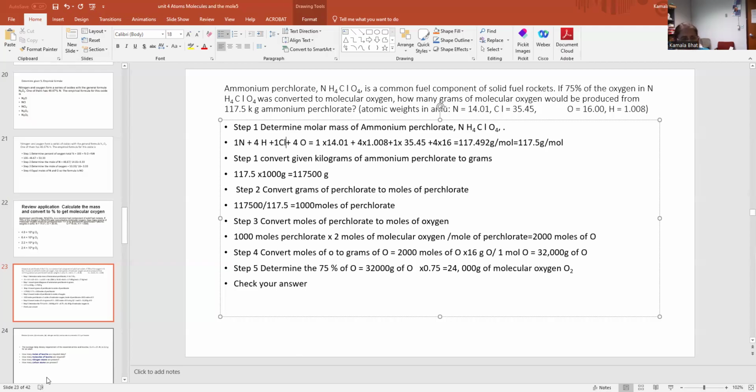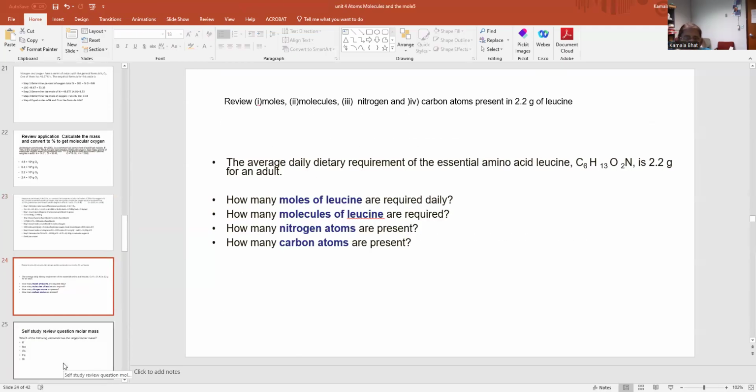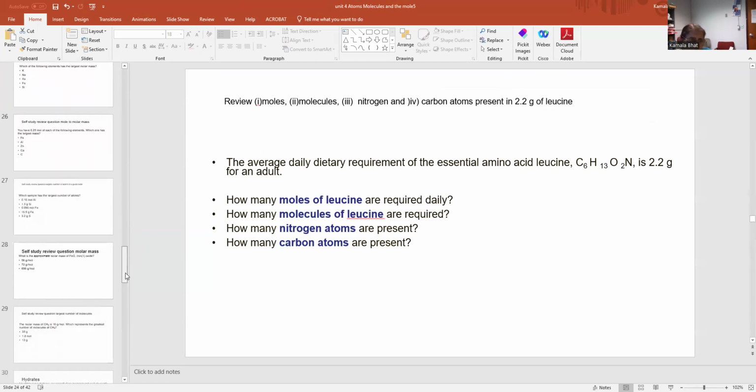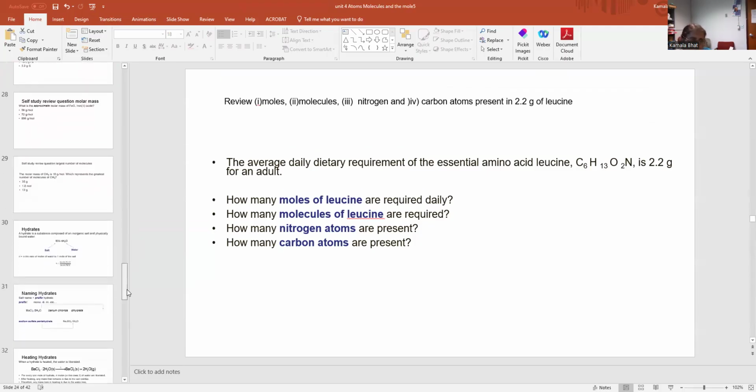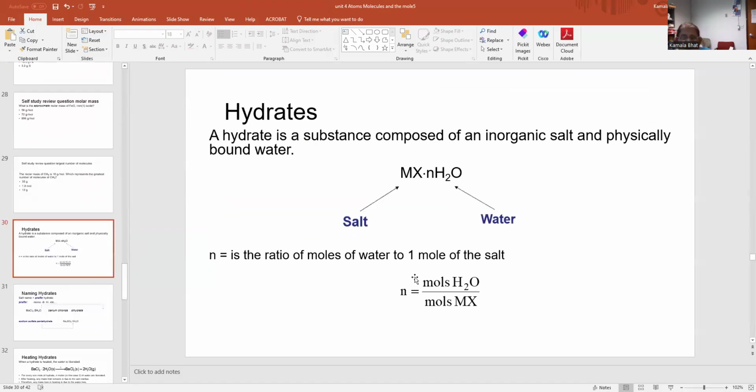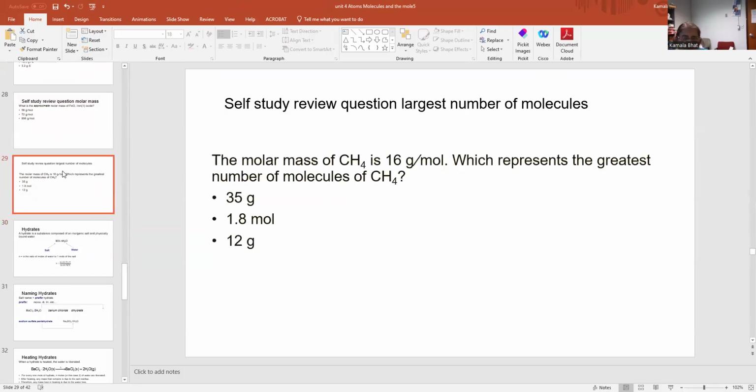Compare the results on the top. Now, these are review questions. For a few slides, you will have some review questions, and once you complete the review questions, you will know how to solve the different types of questions that are there.